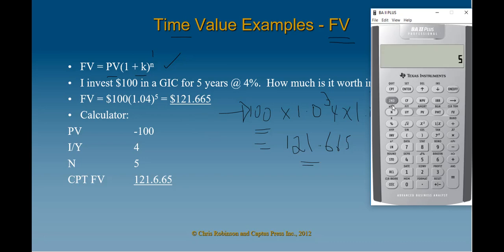We're going to do 5N, which is the 5 years. We're going to do 4% as the interest rate. There's no payments, just the initial cash flow out of our pocket. And then we're going to hit compute the future value, and we get 121.66. Okay, so that's a couple of different ways of calculating the future value.